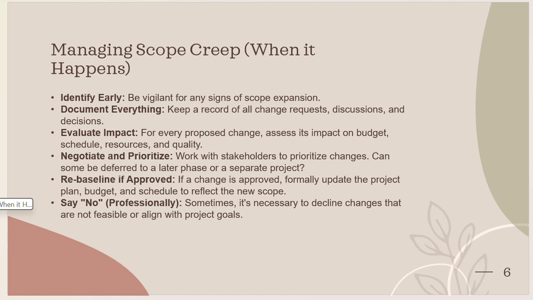Rebaseline if approved. If a change is approved, then rebaseline: formally update the project plan, budget, and schedule to reflect the new scope. And say no if a requirement is not feasible technically or functionally. At that time you should tell the business that it should not happen and would not work in the system. Sometimes it's necessary to decline changes that are not feasible or aligned with the project goals. That is also one of the ways to manage scope creep.